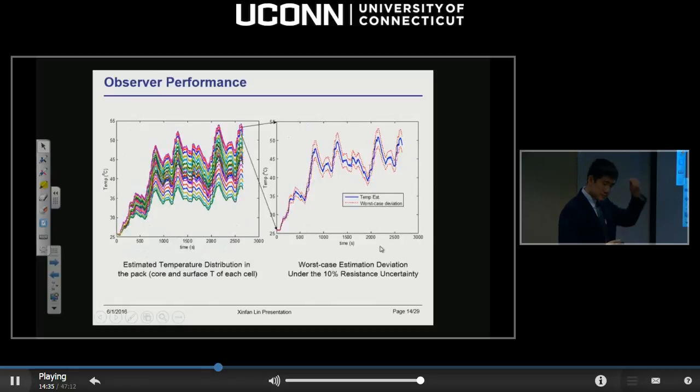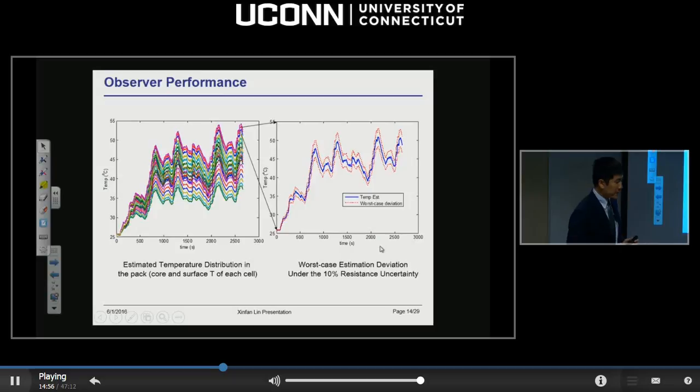I see that the ranges are pretty small. I would assume that as time goes by, there would be divergence among the estimations, mainly because of the variation in the resistance values. So is there any intuition why the estimated ranges don't increase as time goes by?